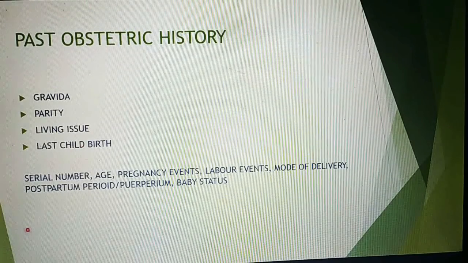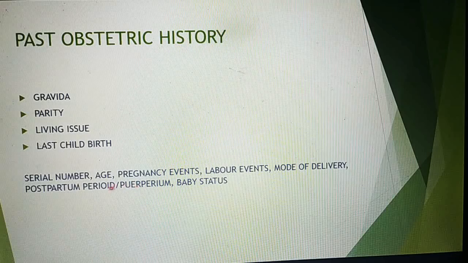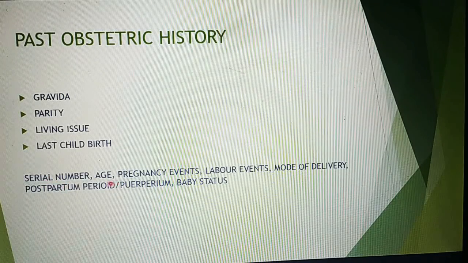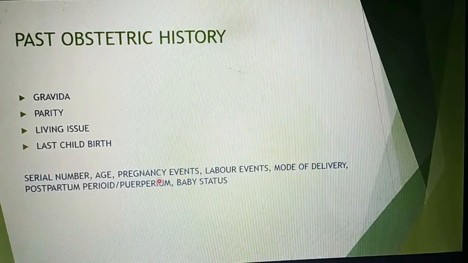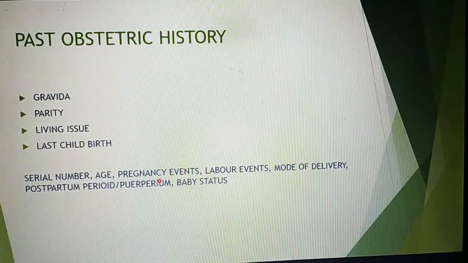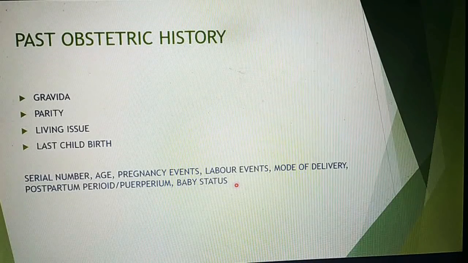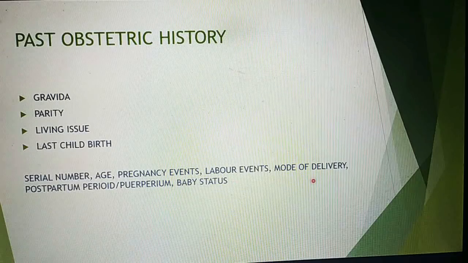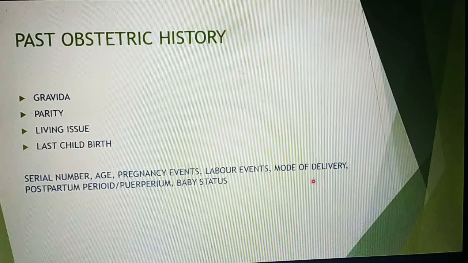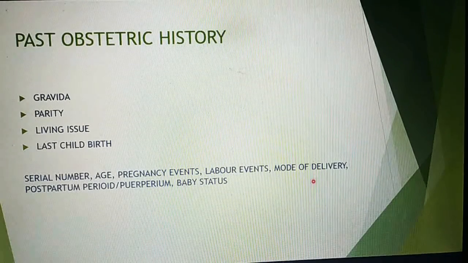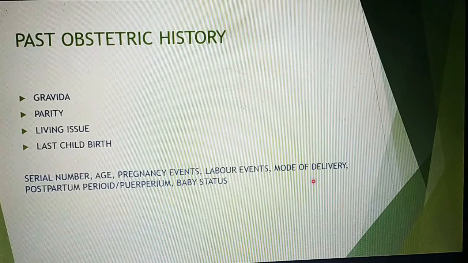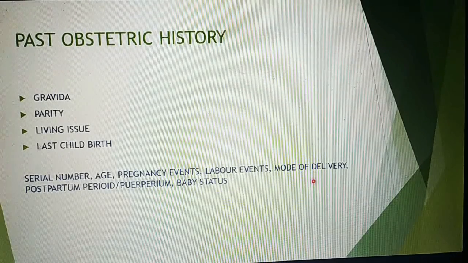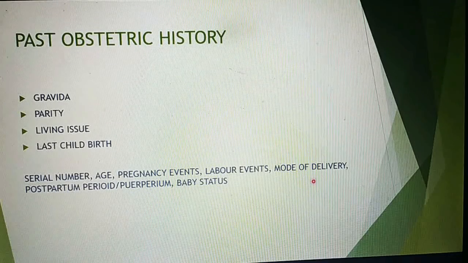Then you should make a table and record these points for every pregnancy, like serial number for the first pregnancy. You should write serial number 1, then age of the child, pregnancy events during that pregnancy, like antenatal events, first, second, third trimester events, labor events, is the labor spontaneous or induced, is there any history of premature rupture of membrane or any prolonged labor, mode of delivery of that pregnancy like vaginal delivery, forceps delivery, vaginal delivery with or without episiotomy, forceps delivery or ventouse delivery, LUCS or lower uterine cesarean section, if LUCS, indication, place of delivery, is it home or institutional, and who conducted the delivery, is it by healthcare professional or trained attendants or not.